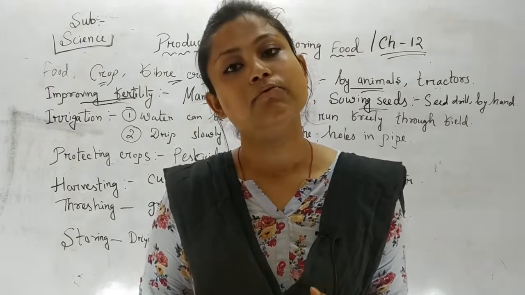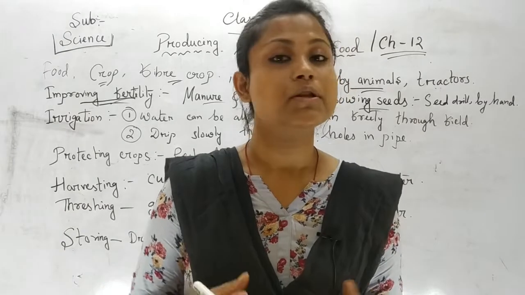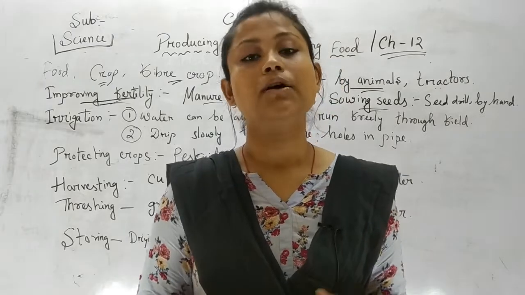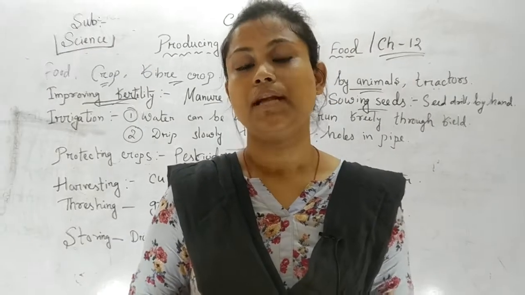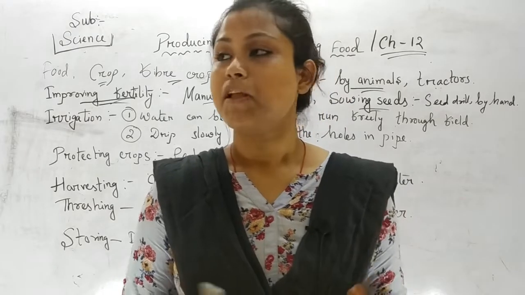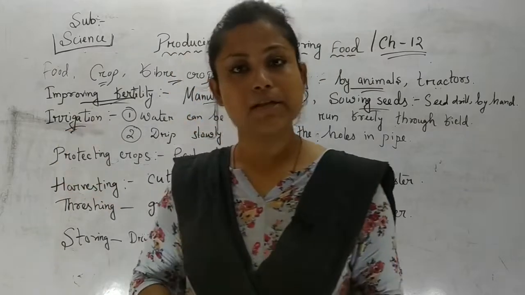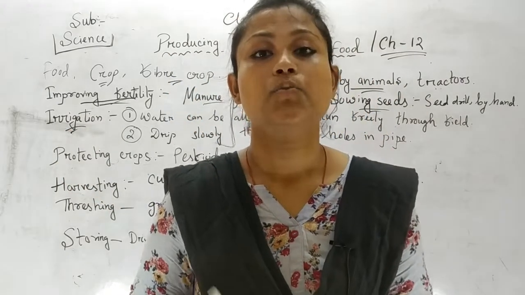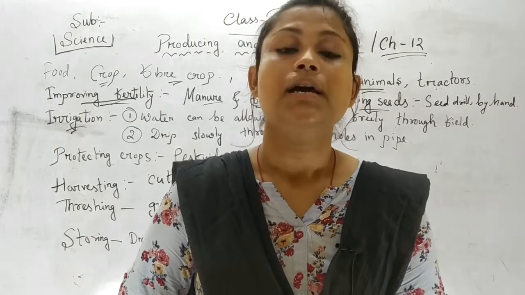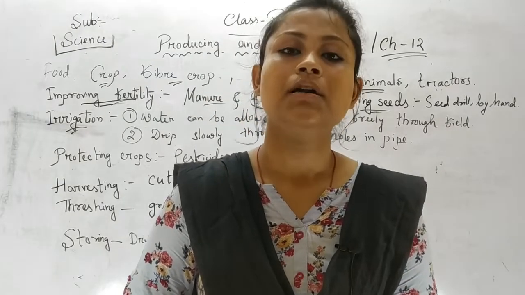And why do they do photosynthesis? Because from photosynthesis they get their food. As we all know, without food we cannot live. Similarly, without food the plants also cannot live. That is why food is very important for living beings. So coming back to our chapter, the fourth point is irrigation. What is irrigation? Watering the crops is called irrigation.